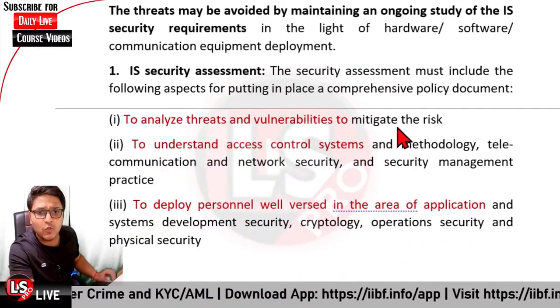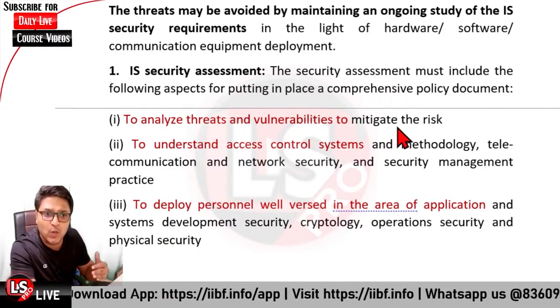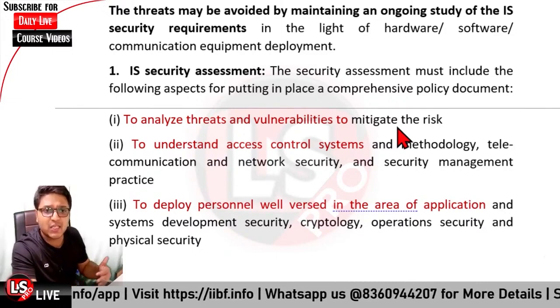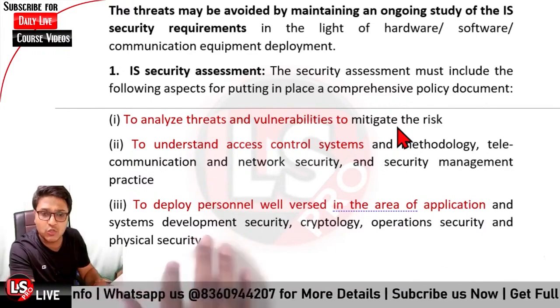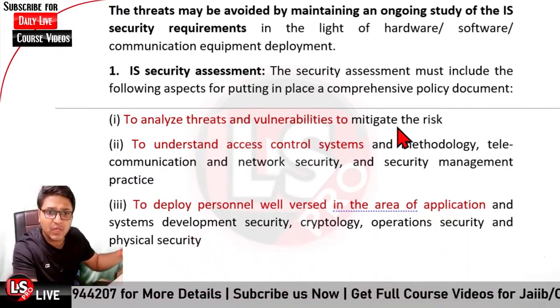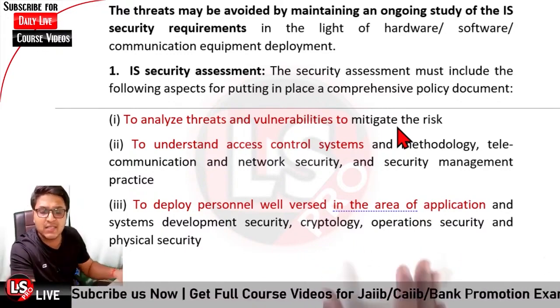And third, it is regarding deploying personnel. We need to deploy personnel who are well versed in the area of application and system development regarding security, cryptography, operational security, and physical security. So there should be proper manpower, well versed personnel deployed so they can deal with IS security. Okay.